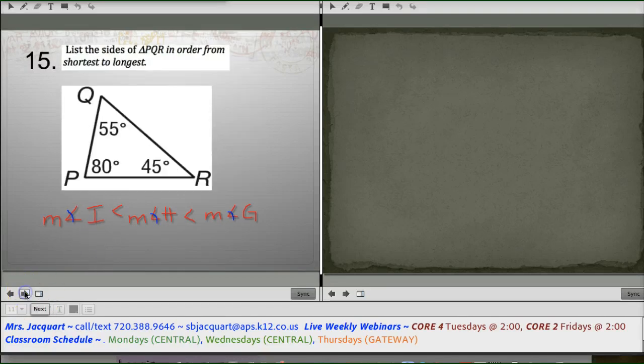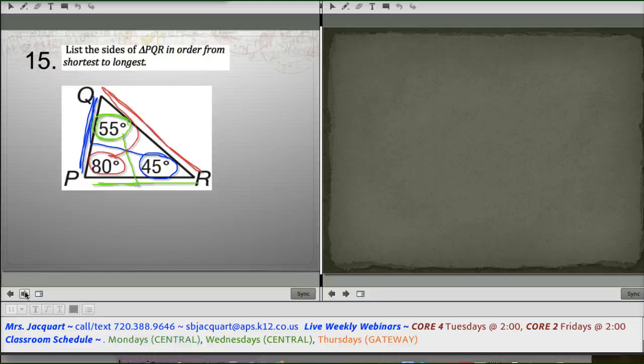There. Okay, so what is the longest side? List the sides in order of shortest to longest. So we're going to look for the smallest angle. Well, that's going to be PQ. The next angle is 55, and that's going to be PR. And then the last angle, which is going to be the largest, is going to be RQ or QR. So then we're going to put PQ is less than PR, which is less than QR. There's your order.